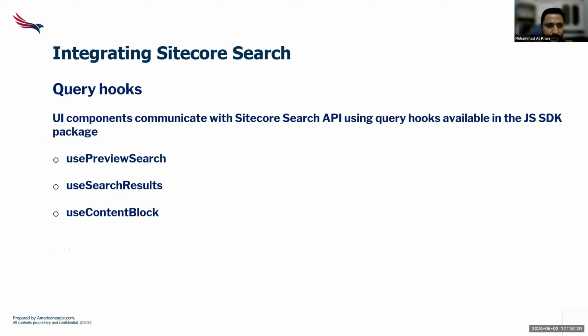All right, so let's continue. The next main important thing at the time of integration is using query hooks. There are a couple of query hooks available in the Sitecore Search SDK, and a couple of them are mentioned here, like usePreviewSearch, useSearchResults, and useContentBlock. Widgets are configured in the Customer Engagement Console, and we can use those widgets using query hooks. The most commonly used query hook is useSearchResults.